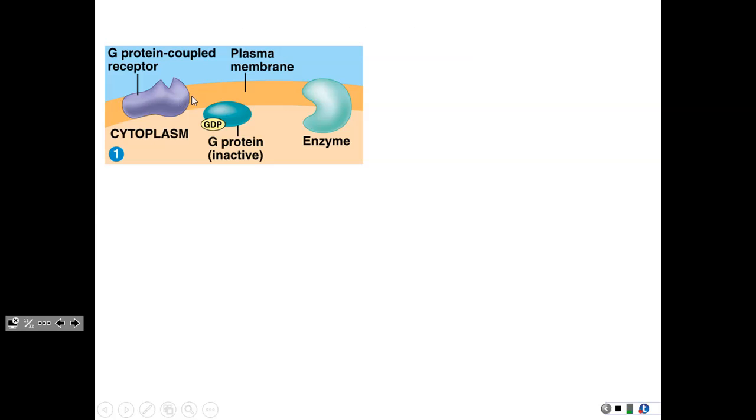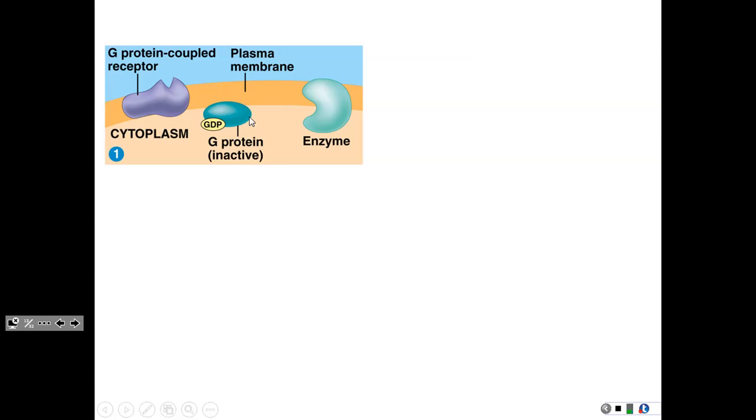You can see it's embedded in the membrane, right? On one side is the signal receptor spot, the active site, if you like, of this particular protein. And on the other side is what specifically will interact with G protein, but only interact with G protein if the signal is present. Okay, so that's the player here.